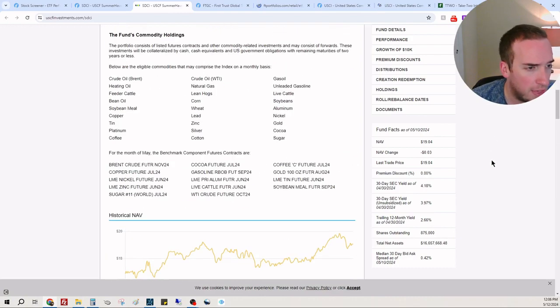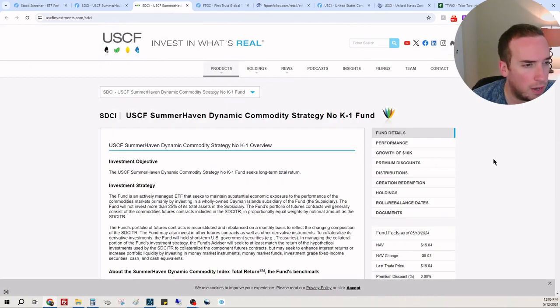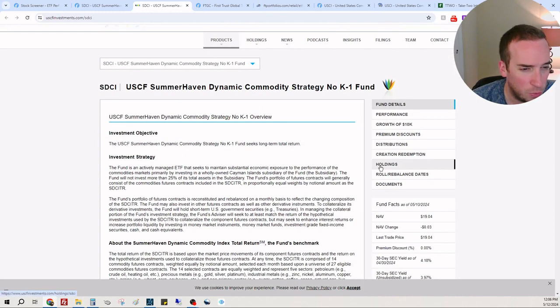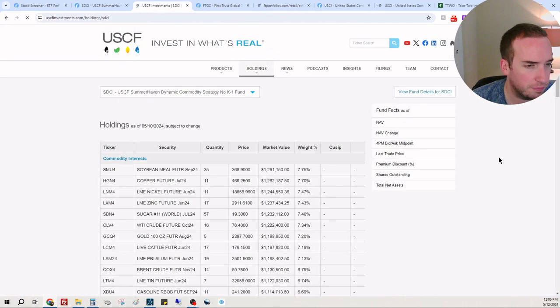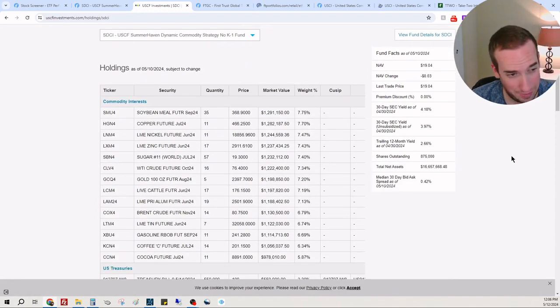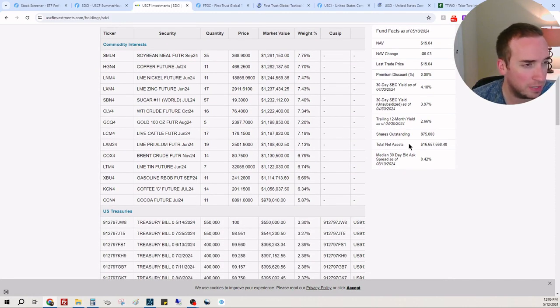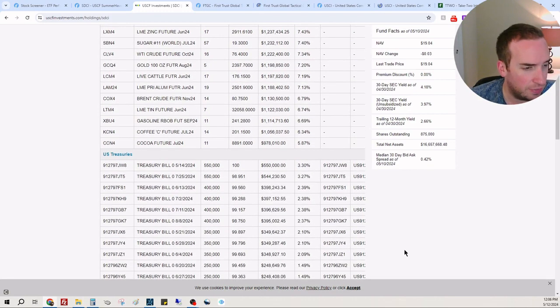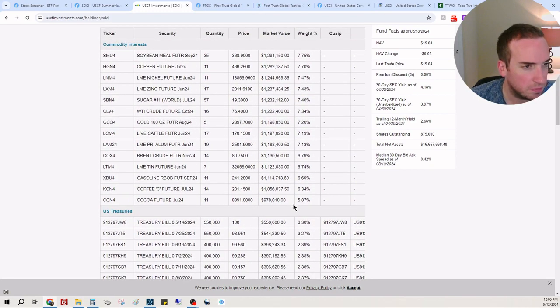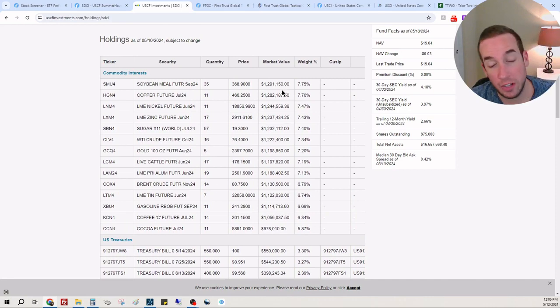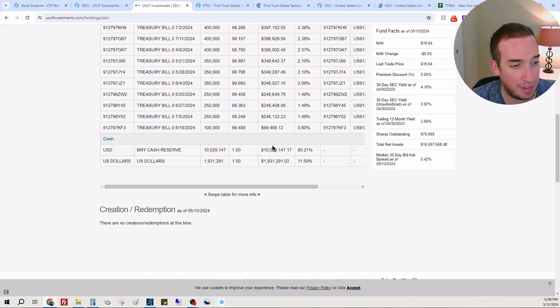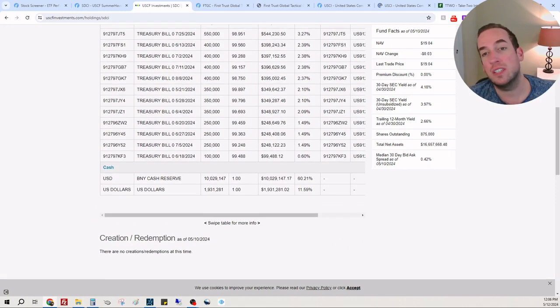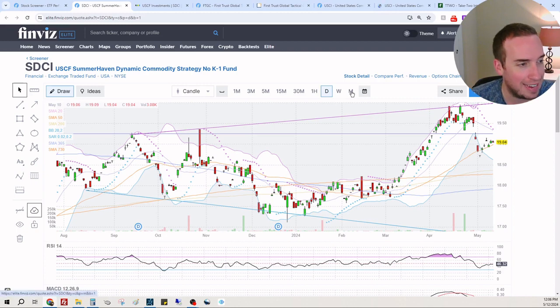Okay, so this is more of what we're looking for. Holdings, here we go. Soybeans, copper, nickel, zinc, sugar, crude, gold, cattle, aluminum. So here's all their top holdings. Interesting. And then they have T-bills. Okay. So they're more heavily weighted literally in the commodities, and then they have T-bills as their backing, and then they have cash.